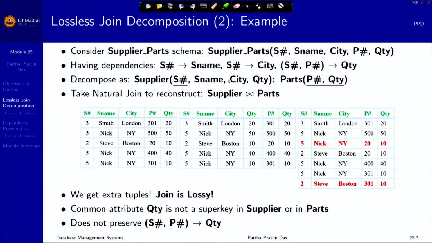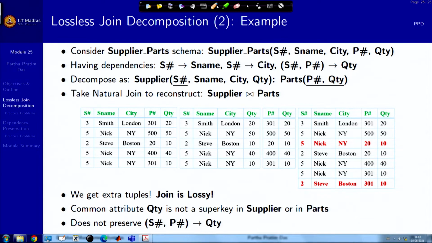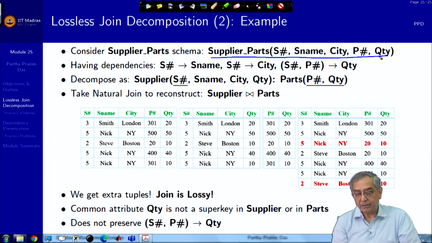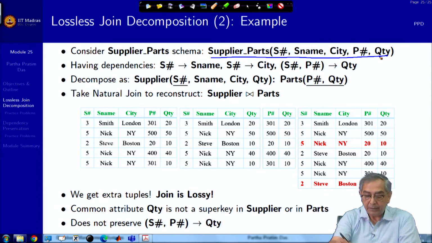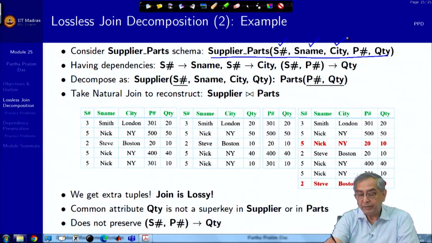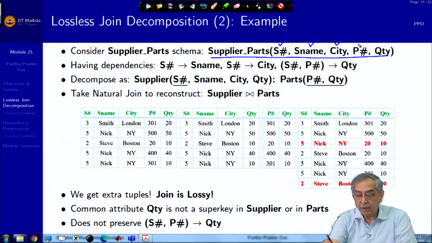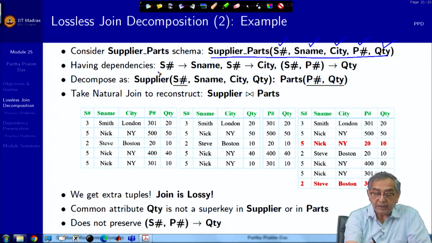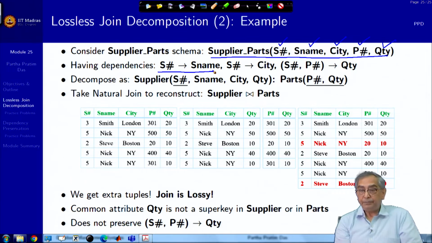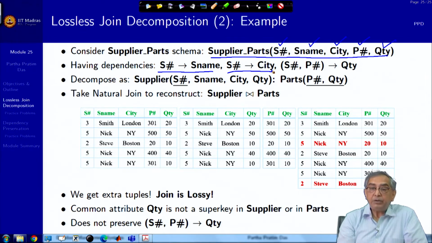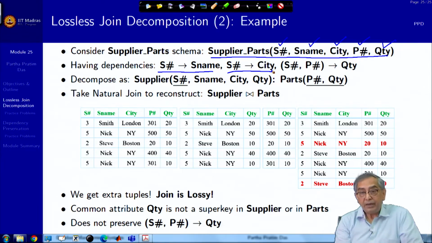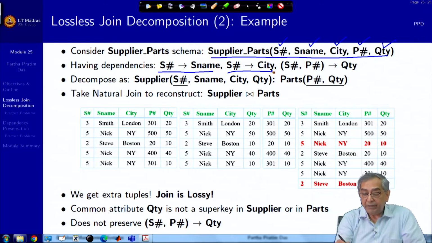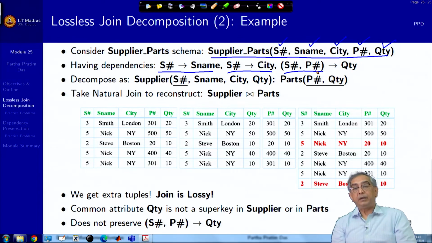So, we can check on an example. Say I have a supplier schema which has the supplier parts relation: supplier ID, supplier name, the city where the supplier belongs, the part number supplied and the quantity supplied. Naturally, the dependencies are: supplier ID will determine supplier name, supplier ID will also determine the city in which the supplier is located. And how do you get the quantity? You will get the quantity from the supplier ID and part number pair.